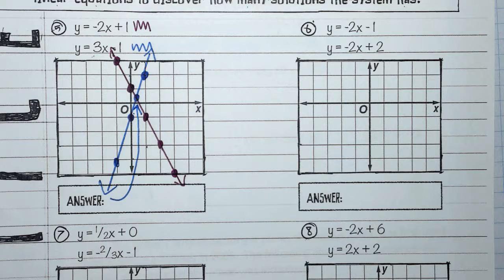So what's the answer? If they don't cross, what's the answer? No. Nope. If they don't cross, they're parallel. No solution. Yep. Two different things. They don't cross is no solution. Undefined is a vertical slope.